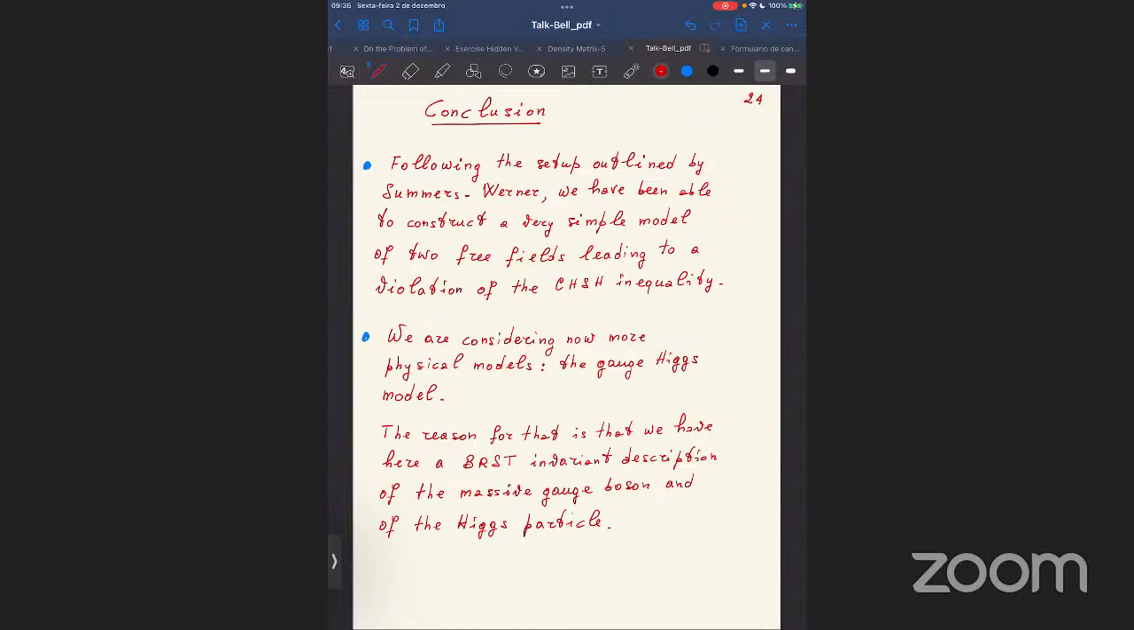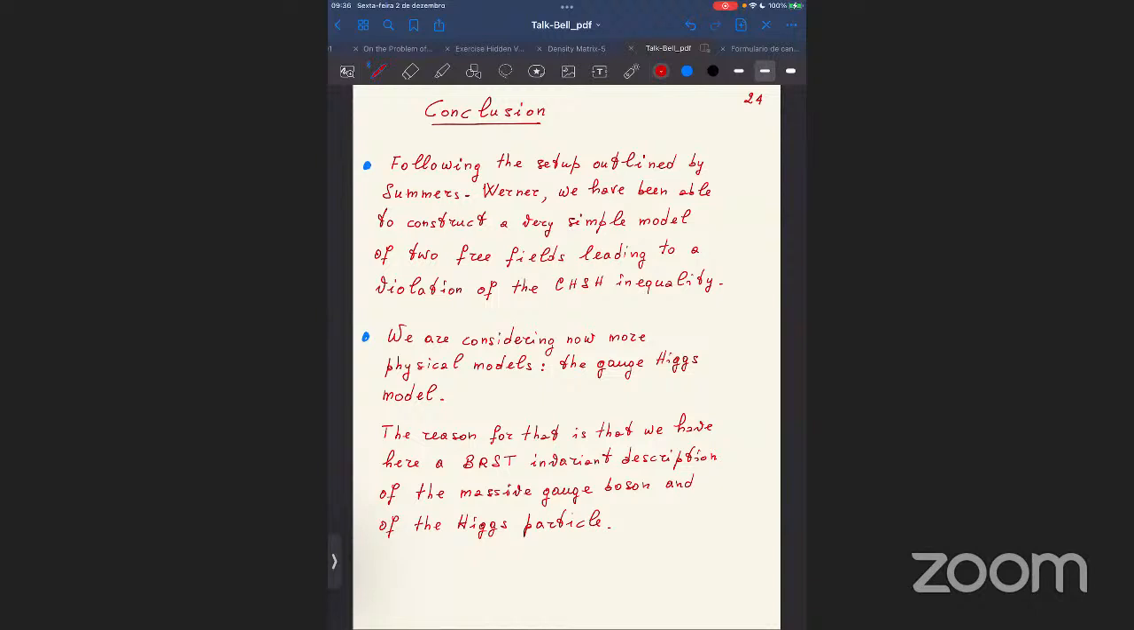And let me conclude. We have followed the setup outlined by Summers and Werner, and we have been able to find a small violation using free fields. This is very nice, very good. And we have a very explicit, very simple example of a quantum field theory which indeed violates the Bell inequalities at the quantum level.